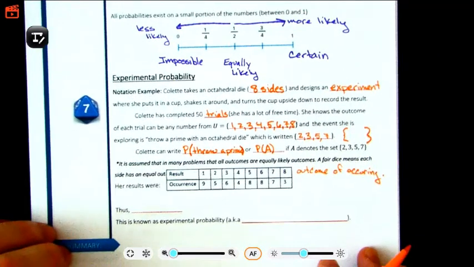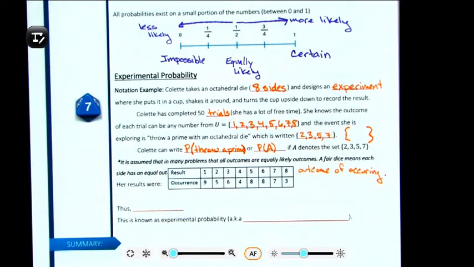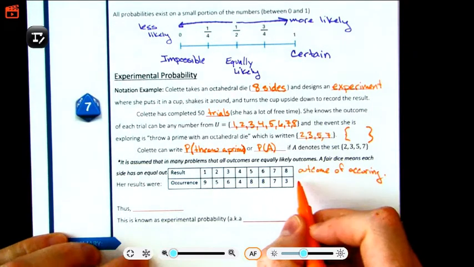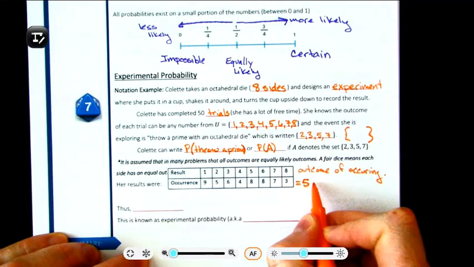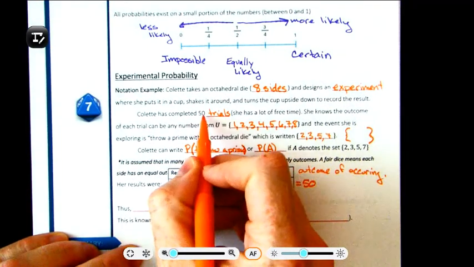Okay, so here are the results. Her results are 1, 2, 3, 4, 5, 6, 7, and 8. The occurrence of 1 happened 9 times. 2 happened 5 times. 3 happened 6 times, and so on. You get the idea. So it might be helpful for us to add this up. It does add up to 50. She said 50 trials right up here. So it adds up to 50 times.